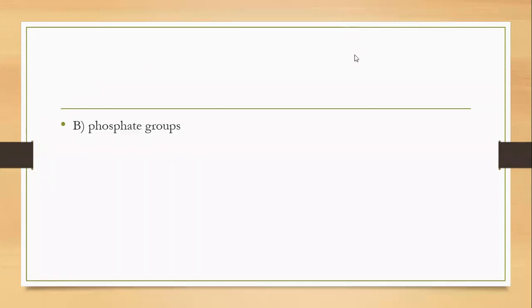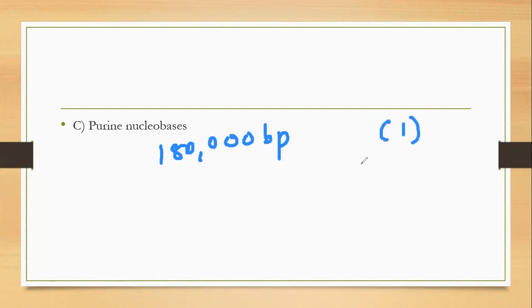Now, next, purine nucleobases. So here you need to understand in 180,000 base pairs, in one base pair, it will be one purine, which is hydrogen bonded to the other pyrimidine. It is not purine or pyrimidine. It is purine with pyrimidine and vice versa. So the number of purine nucleobases will be the same as the number of base pairs. So we know that it is 180,000 base pairs, and in each base pair, one purine is there. So hence the answer is 180,000 purine nucleobases are present.